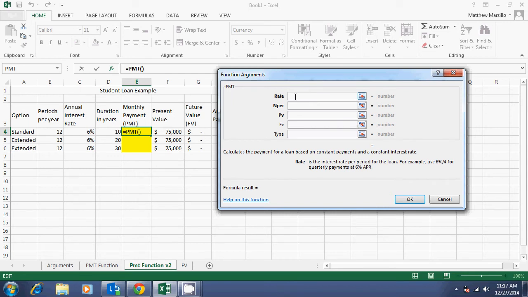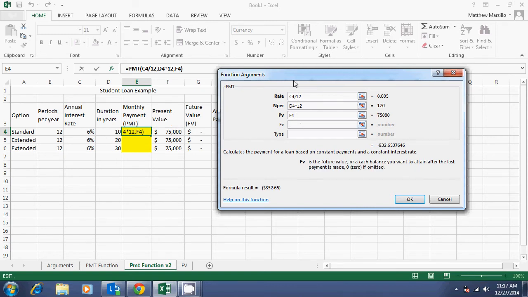Let's start plugging in our arguments. The first thing here is the rate. We want the annual interest rate, so that's 6%, but we're calculating a monthly payment, so we want to make sure we divide that interest rate by 12. Number of periods: with this one, we're looking at 10 years, so that'll be D4 times 12, since we're looking at monthly payments. The present value is our starting point, that's $75,000 right here in cell F4.